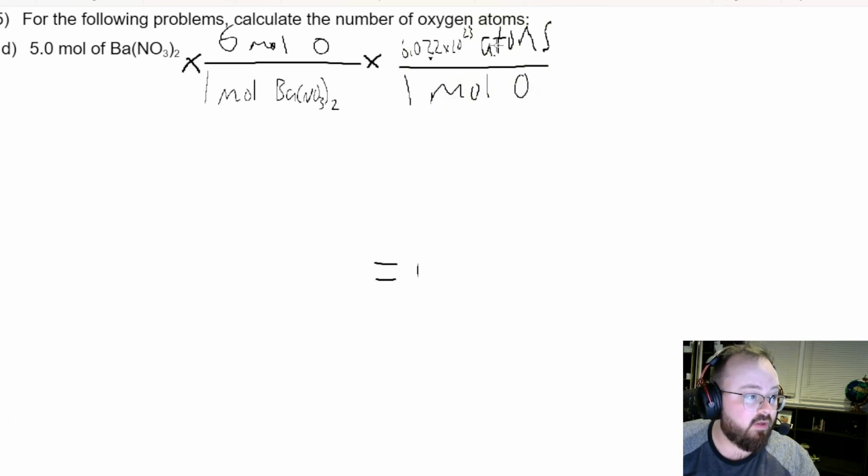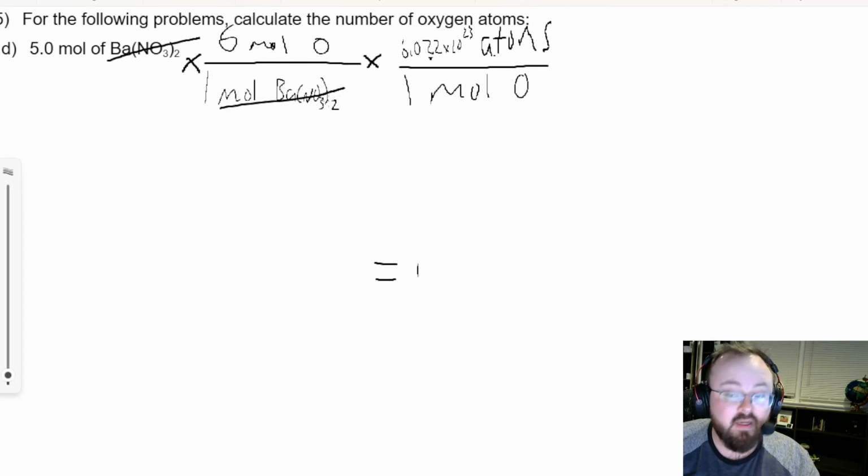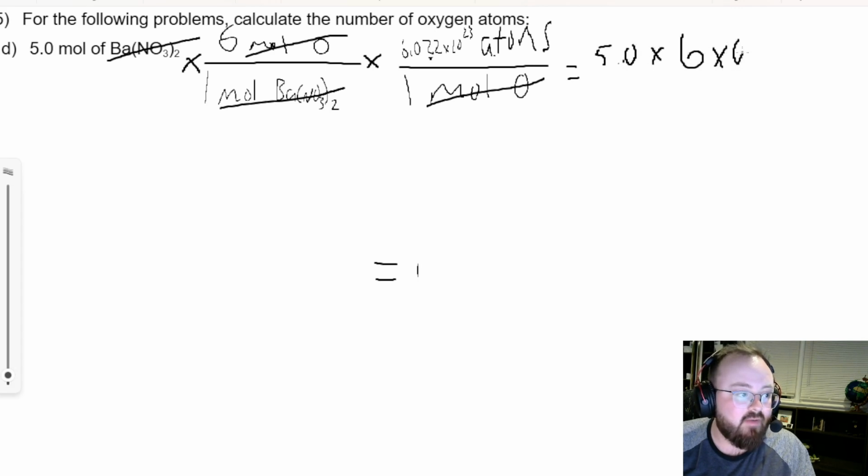That way, when we're looking at our units, the moles of barium nitrate, moles of barium nitrate. I cannot cancel out moles of barium nitrate and moles of oxygen because they are 2 different compounds. It is like apples and oranges. Moles of oxygen, moles of oxygen. Mathematically, I now have 5.0 times 6 times Avogadro's number, 10 to the 23rd. We can squeak that in right there.